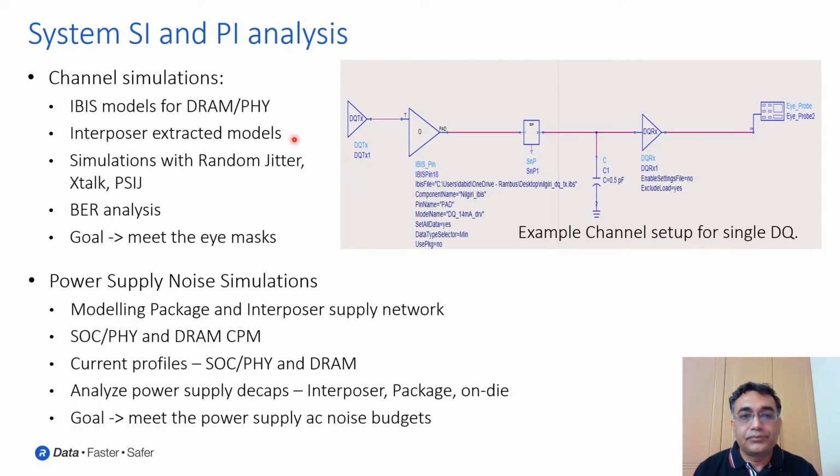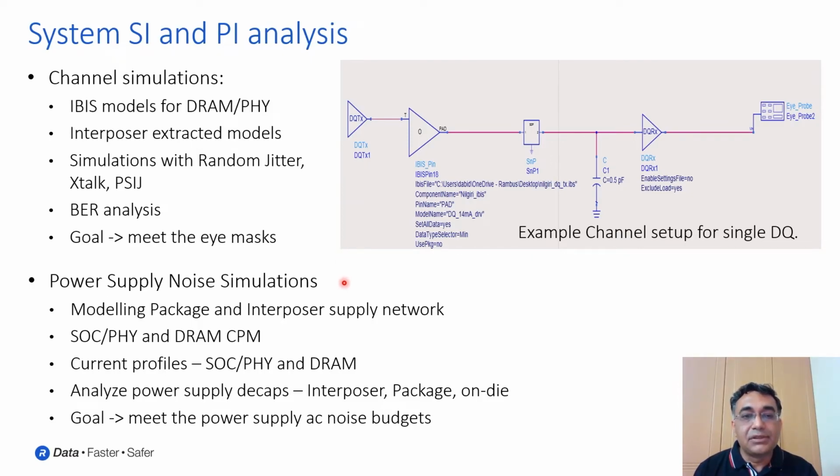And in the simulations, we can have components like random jitter, crosstalk, and PSIJ enabled. Once we have all this available, we can set up the test bench, and we can use various standard tools for the simulation. We suggest doing the bit error rate analysis, and the objective in the end is to meet the DRAM and PHY IMASC requirements.